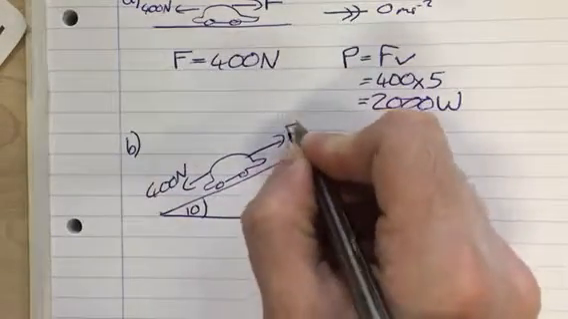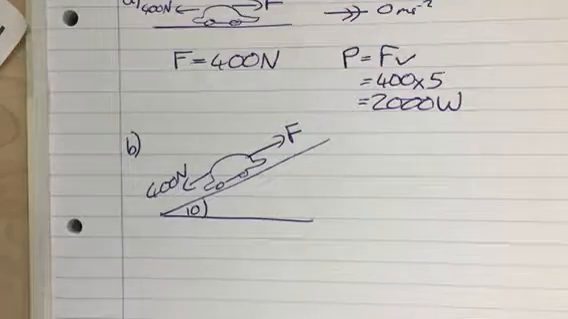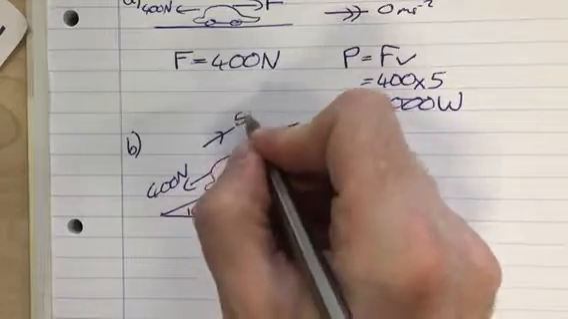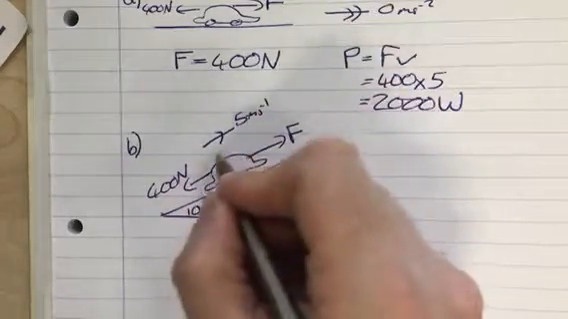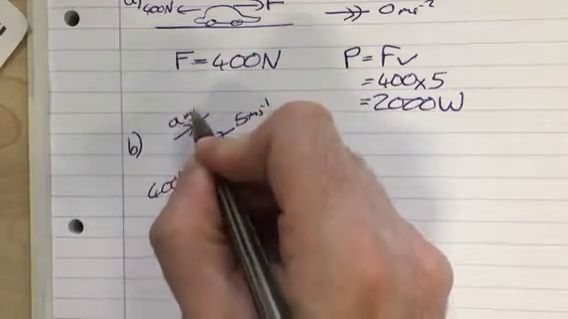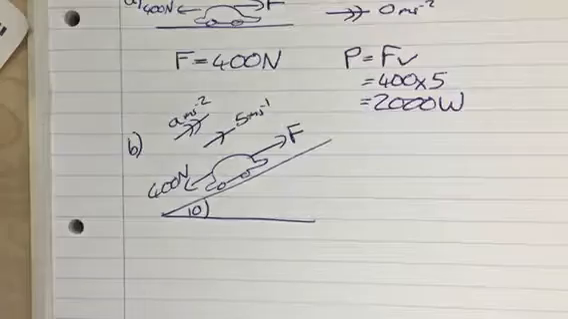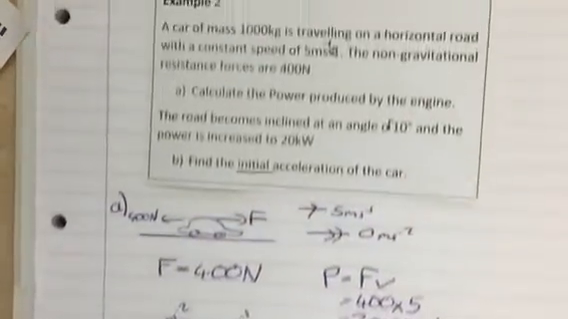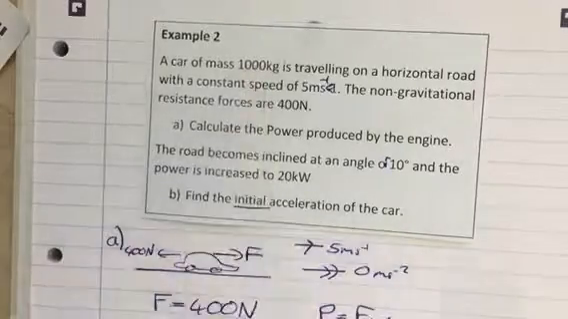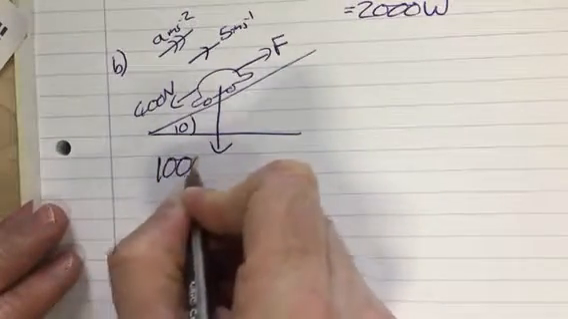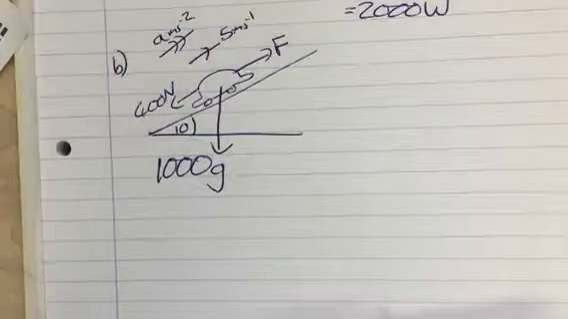We still have a force being produced by the engine. We still have a velocity of 5 meters per second, but now we are going to have an acceleration as well of 8 meters per second squared, and that's what we're trying to find out. Last thing, if we refer back to the question, it said right at the top we had a mass of 1,000. So on our diagram, don't forget that we need our 1,000 G acting down.